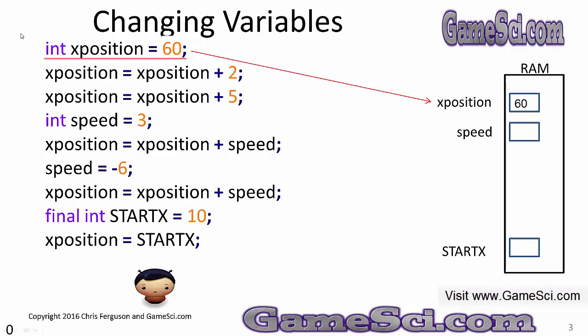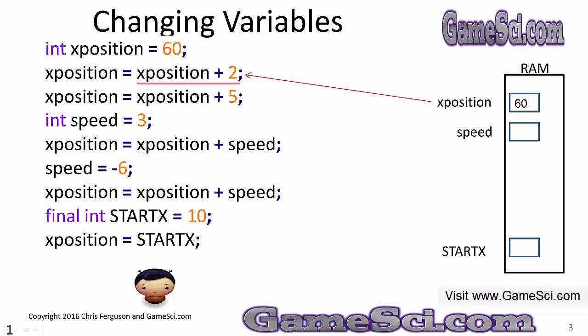name, type, and value. X position is the name of our variable. The type is int, short for integer, a whole number without a decimal point, and the initial value here is 60. But it is a variable, so I expect to change it. So let's see what a line of code to change it does. I'm going to say x position equals x position plus 2.